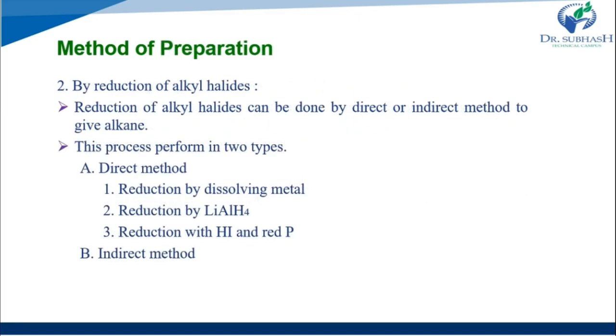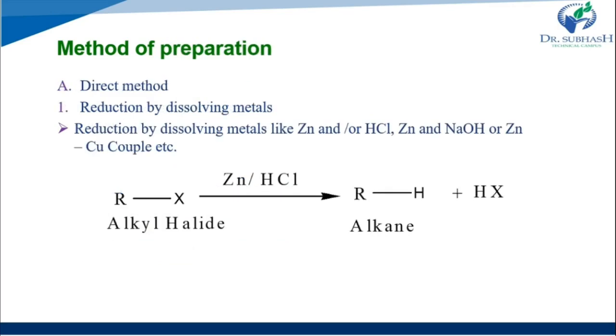The second reaction is by reduction of the alkyl halide. Reduction of the alkyl halide can be done by two methods: direct and indirect. The direct method has three further methods: first, reduction by dissolving metal; second, reduction by lithium aluminum hydride; and third, reduction with HI, that is hydrogen iodide, and red P. The last, B, is the indirect method. First is the direct method.